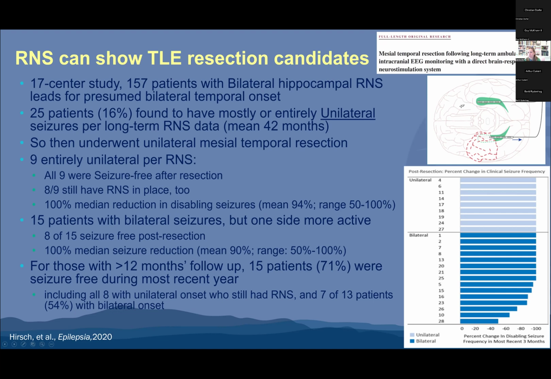So you can see here that they did a temporal lobectomy and pulled back the electrode on that side, left the one on the contralateral side in place. And of those who were entirely unilateral, all 9 were seizure-free after resection. And of the 15 patients with bilateral seizures, 8 of them were seizure-free, but they all had a significant reduction in seizures. So the nice thing about RNS is it doesn't preclude you from doing a resection later and can actually show you patients potentially who are resection candidates who you didn't think were ahead of time.